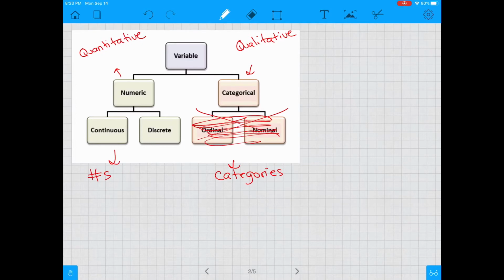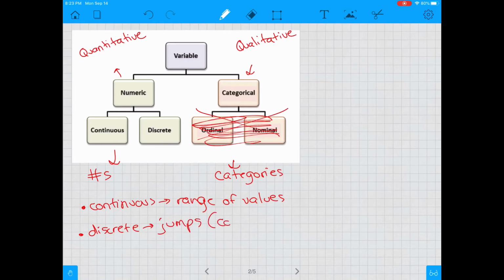Now, I'm sure you've heard the words continuous and discrete before, especially when talking about domain and range or different types of functions. And here they mean the same basic thing. So continuous just means we can take on a range of values, whereas discrete would be taking specific jumps.